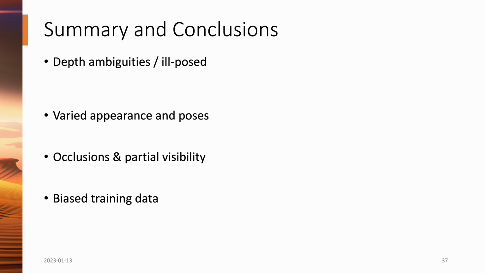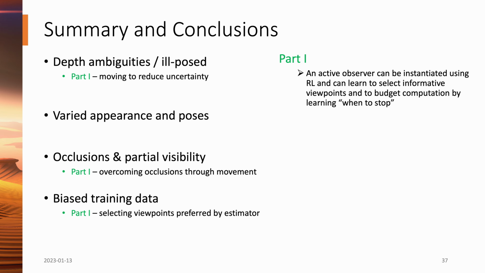It is now time to conclude this presentation and summarize the contributions and conclusions of this thesis. In the beginning, I outlined several challenges in 3D human pose estimation as seen to the left. Part 1 on active human pose estimation concluded that using reinforcement learning, we could instantiate an active observer and that the agent could learn how to select informative viewpoints and even learn when it has gathered enough information. Such an agent could address the issue of depth ambiguities and the ill-posedness of a problem by gathering more information about the subject in the scene.